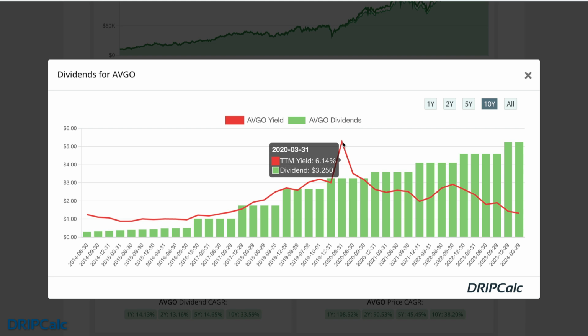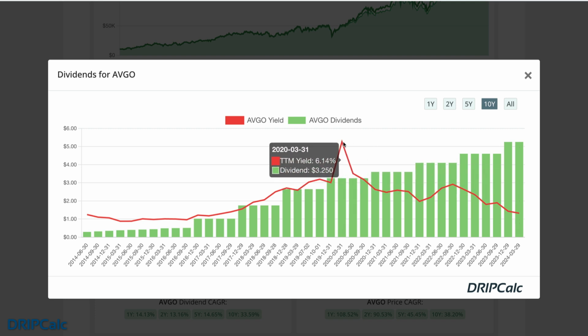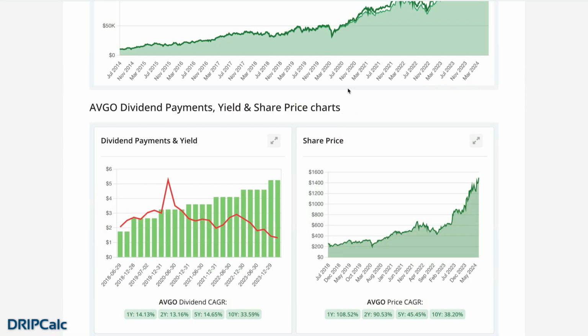So you had to buy AVGO basically during the COVID crash, and you would have a massive yield. The payment here was $3.25, so it went up by $2 per quarter since the COVID, and your yield basically went down fourfold, or down 75% more or less, but the payment went up about 45%. So if you kept that stock, your yield on cost would increase by 45%, so it would be close to like 8-9% by now. And the share price, amazing growth.